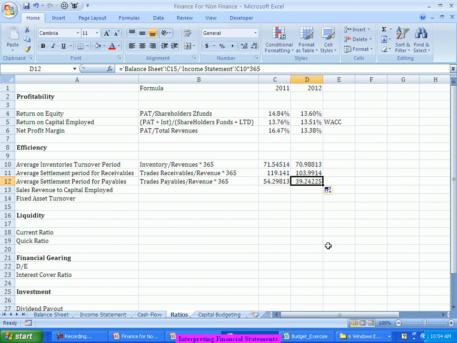I am collecting in 103 days, but I am paying in 39 days, which is not good cash management here. Right? If I collect early and pay late, I have cash protection, rotation and availability in my system. But otherwise, my cash shortage will come out here. I am paying early, but I am getting paid late.